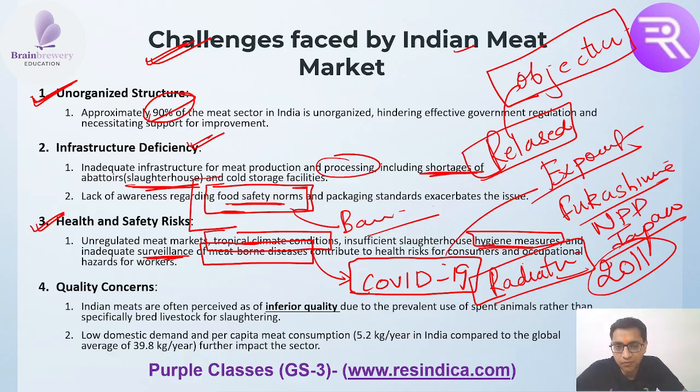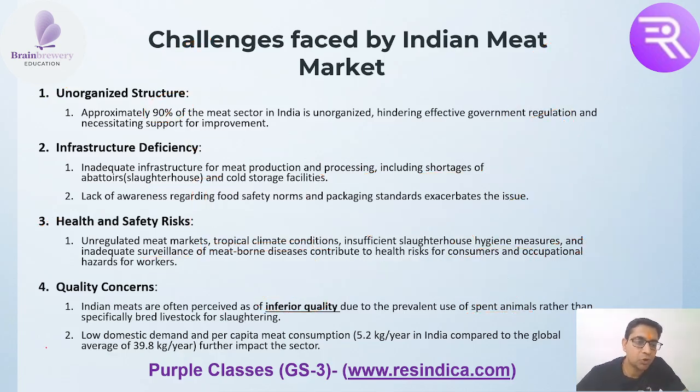So these types of disease and these types of radiation can also come from various meat products. Quality. Indian meat is inferior in quality because of spent animals rather than specifically bred livestock. That means in India we are slaughtering those animals which are of no use right now.